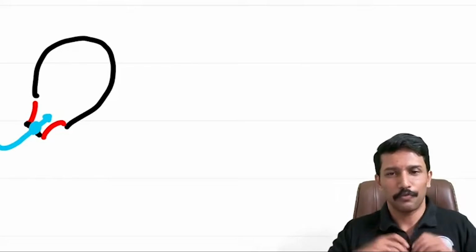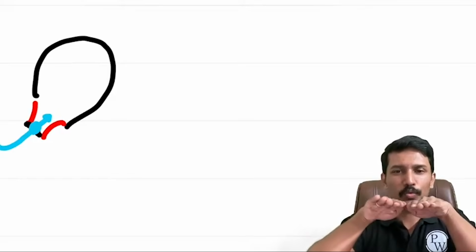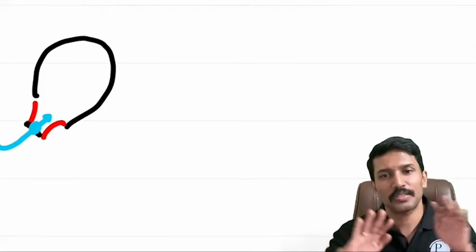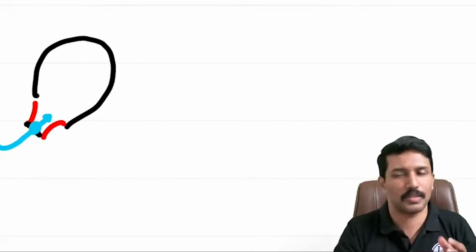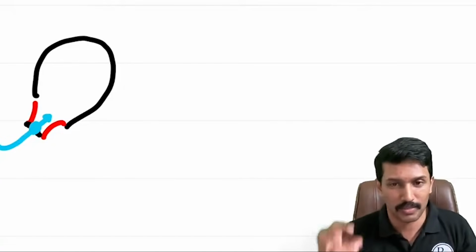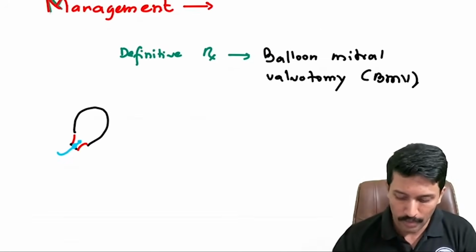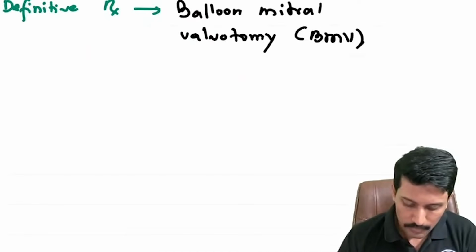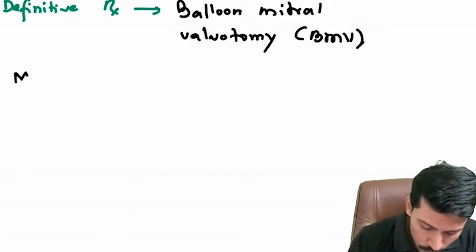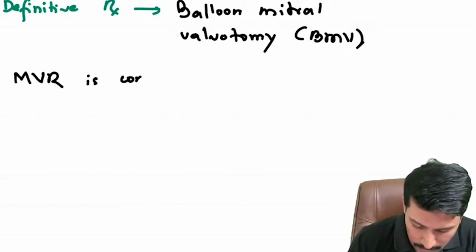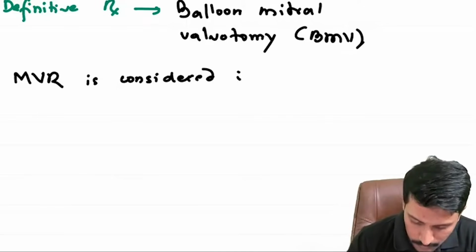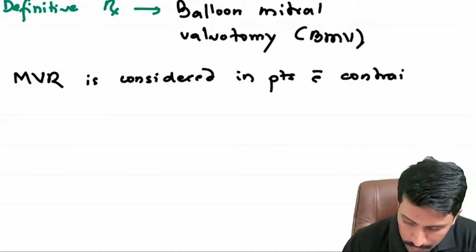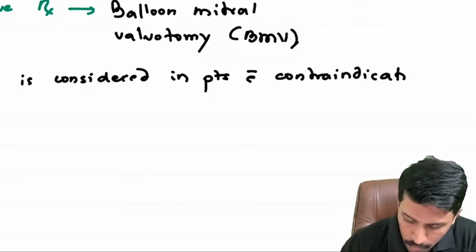So same way, the fibrotic bands or adhesions connect the two cusps together, and that's why the opening between them is small. They're not able to separate. But if you pass a balloon and dilate, you will be able to separate them. And because that's a less invasive procedure than opening and replacing the valve, we will go ahead with the balloon valvotomy, or breaking down these adhesions. And mitral valve replacement is considered in patients with contraindications for balloon mitral valvotomy.